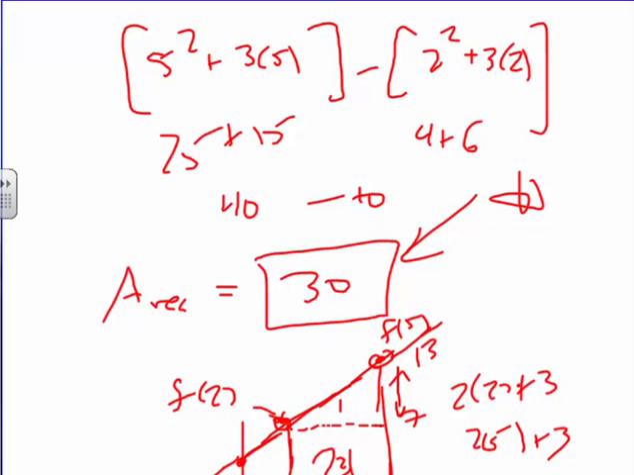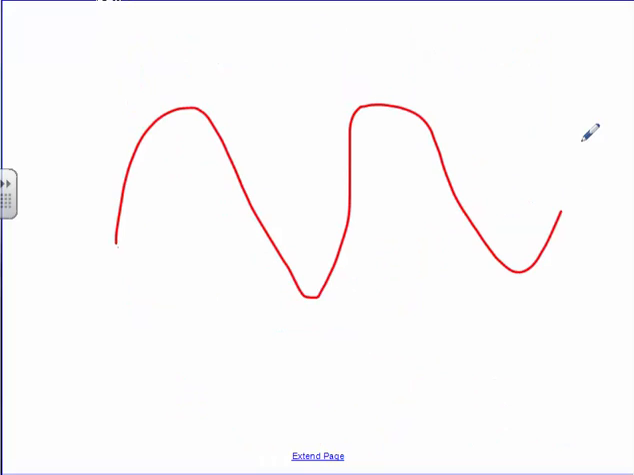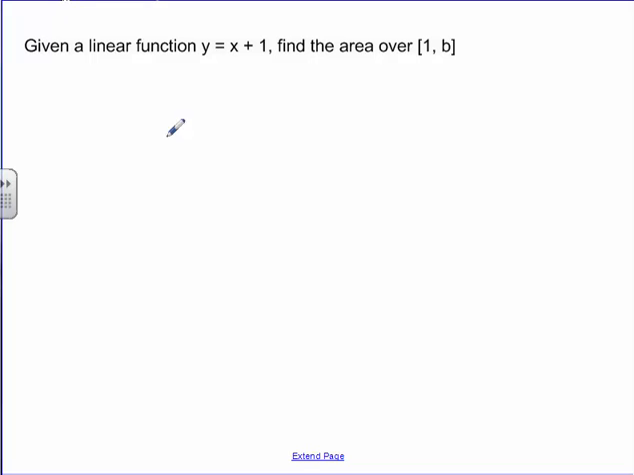Now the problem is that not every single shape has a nice square edge to it, right? What happens if the shape that you're working with is all curvy all over the place? You really can't use a triangle. You can use Riemann ideas and just use really narrow boxes, but the fundamental theorem of calculus works way better. So let me try another one here.